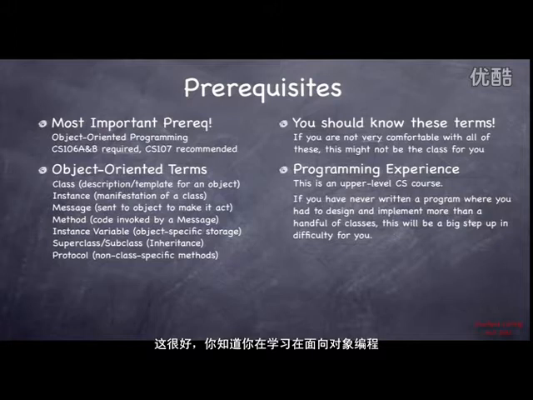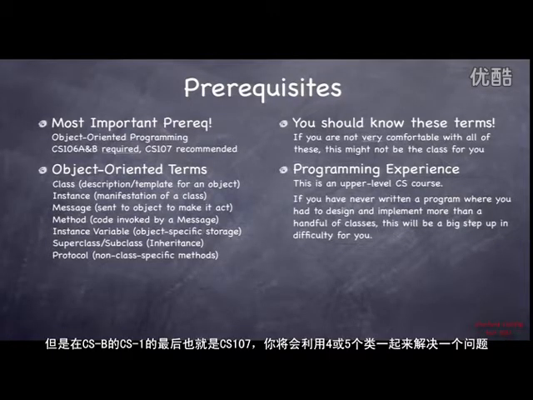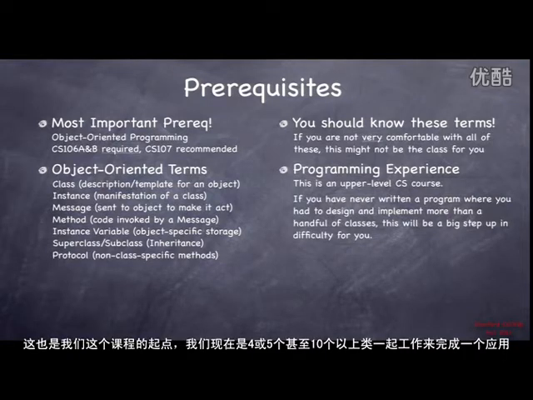That's great. You're just learning object-oriented programming. But by the end of CS 106B and certainly into CS 107, it's going to be more like solve this problem using object-oriented programming, and you have to come up with 4 or 5 classes working together to do it. And that's where we are. Okay, we're at the 4 or 5 to even 10 or more classes working together to build an application.